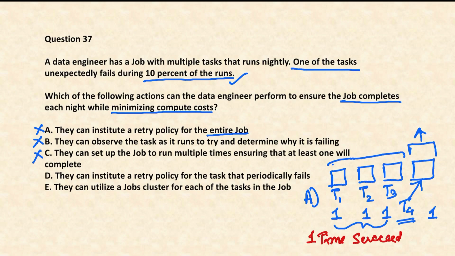They can institute retry policy of the task that periodically fails, which is correct. You can just do a retry policy of this particular task, right? And it will go ahead and retry this and see if that particular thing succeeds. They can utilize a job cluster for each task. This also doesn't make sense for it. So option D is correct.